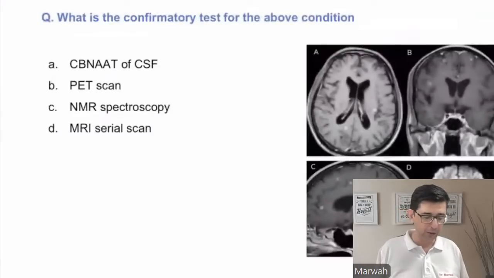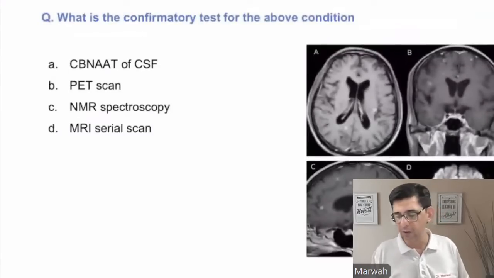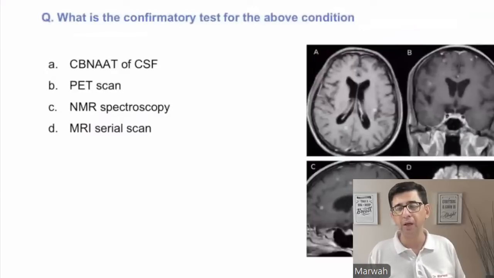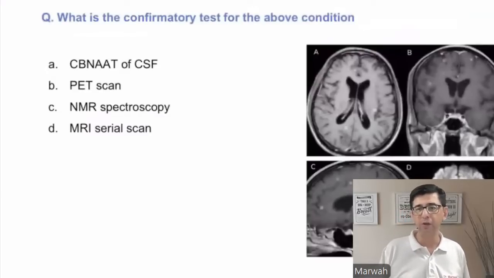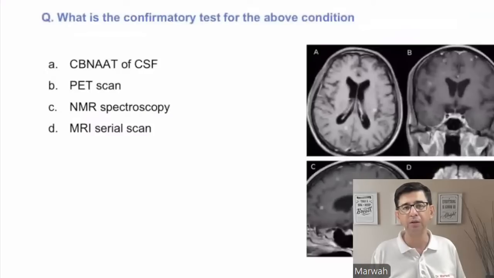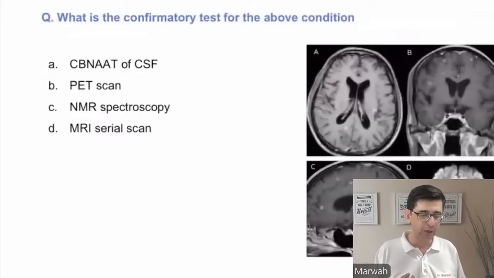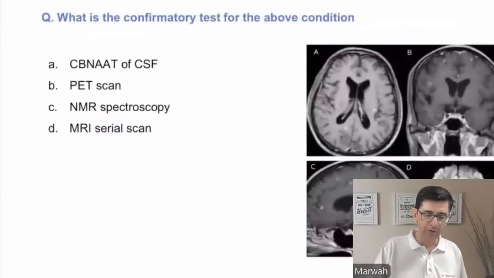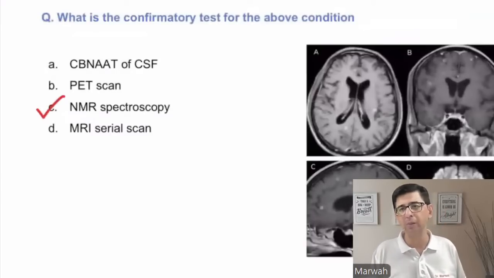This would be C. In the next question, there were some ring enhancing lesions, and we have to differentiate whether they are tuberculomas or neurocysticercosis. For differentiating between them, we'll have to go in for NMR spectroscopy. If it is tuberculoma, there would be a lipid peak present. If it is neurocysticercosis, there would be an amino acid peak present. So the differentiating feature would be spectroscopy. MRS or NMR spectroscopy would be the best one.